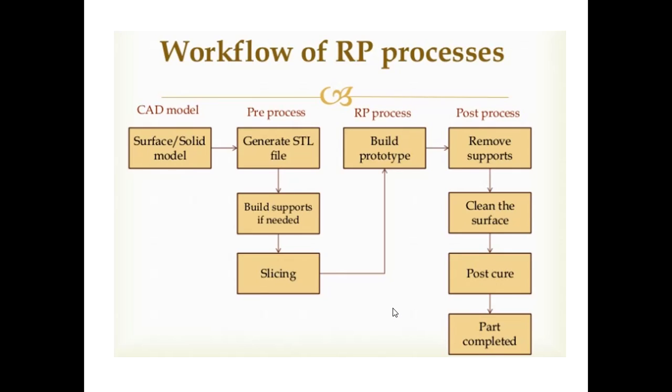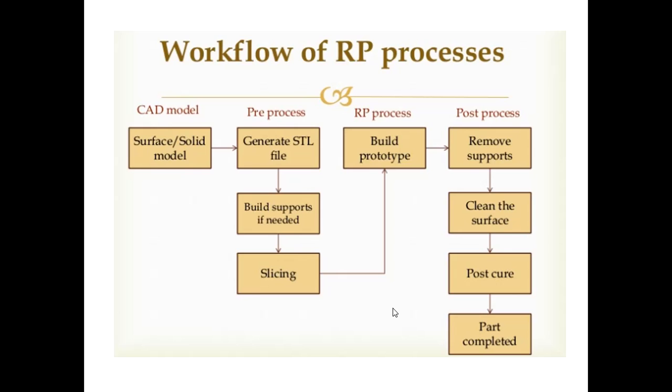So you can see how this workflow will be, shown here in this figure. To develop the CAD model, we have the 3D CAD model developed with the help of available software. Then we have to go for pre-processing. In the pre-processing, we have to generate the STL file, the standard triangular language file generated from the 3D CAD model. So you have to save this 3D CAD model in the STL file format. You have to build the supports if needed. Then the slicing will be done in the STL file. So this is your pre-processing before actual manufacturing.